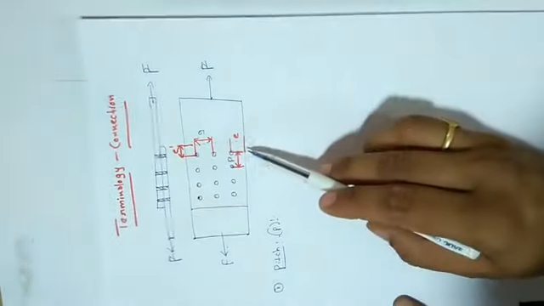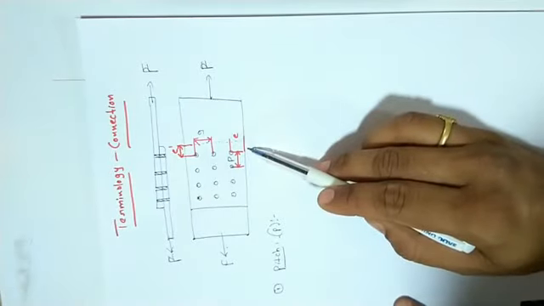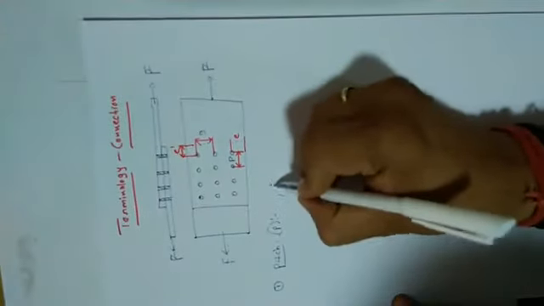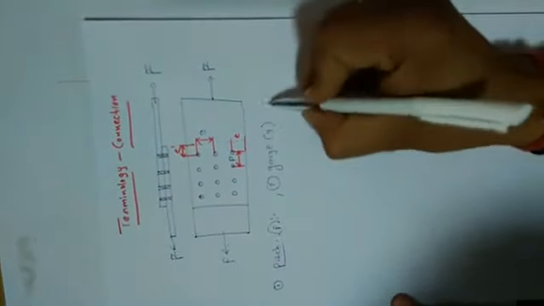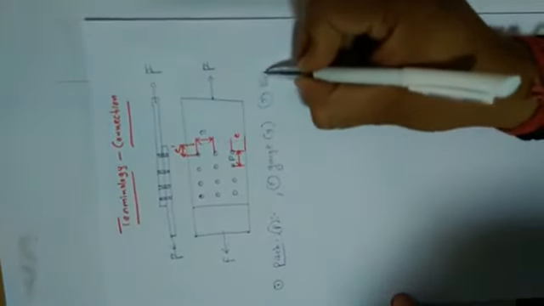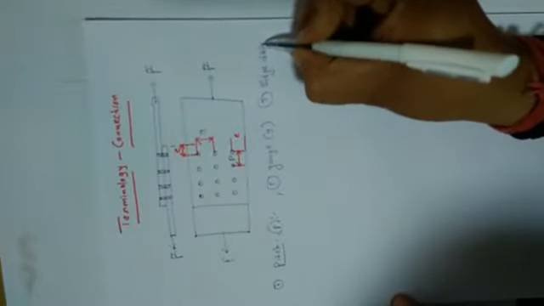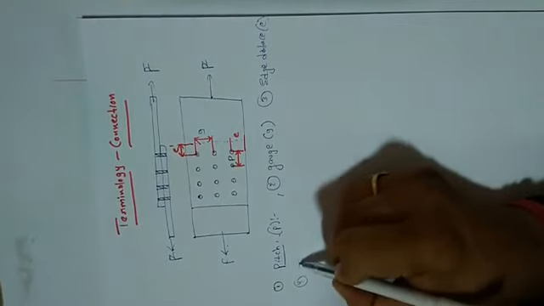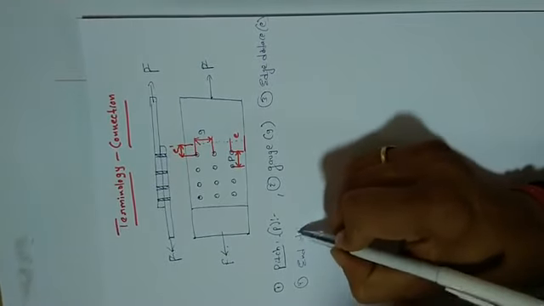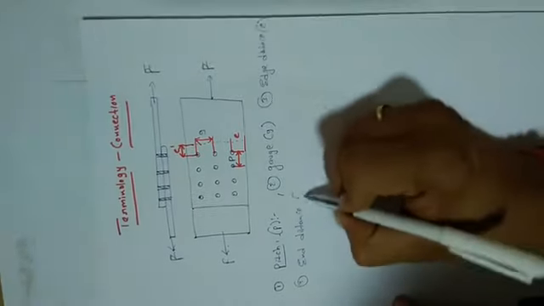The distance from the nearest bolt hole to the edge of the plate is called edge distance. Gauge is indicated with the symbol G, edge distance is indicated with the symbol E, and end distance is indicated with the symbol E dash.